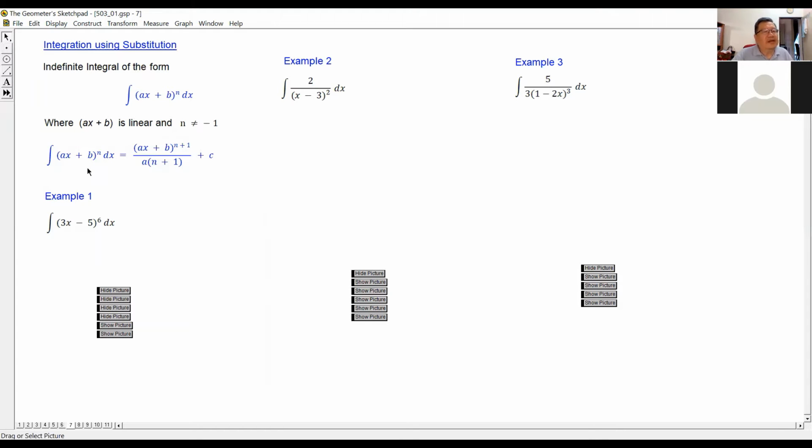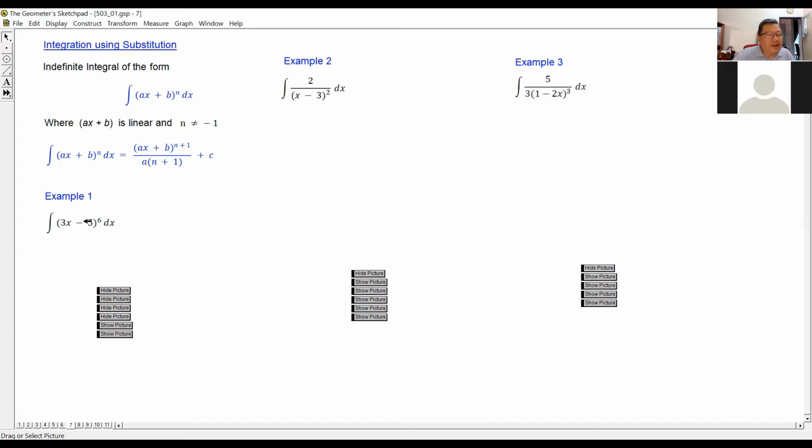The formula is like this. If you want to integrate this, you have to increase the index by 1 and divide by the new index. On top of that, you have to divide by the number in front of x. You may not understand yet, so we're going to look at a numerical example of how to integrate this type of function, where you have a linear function raised to a certain power.